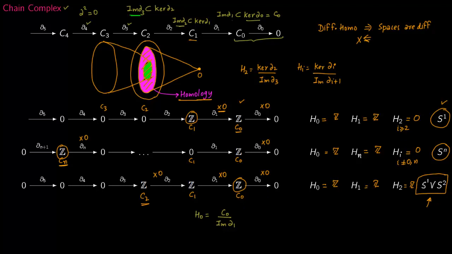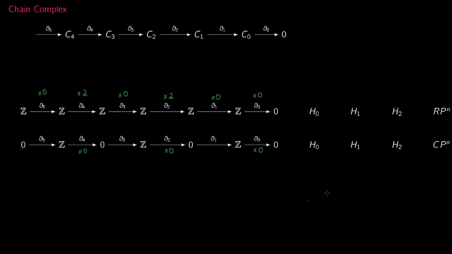Let's compute more examples. We now discuss two important spaces, RPn and CPn. RPn and CPn have these complexes associated with them. C0 consists of integers in both of them. In C1, you have integers in RPn and 0 in CPn. In C2, integers in both of them. In C3, integers here, 0 here. C4, integers here, integers here.